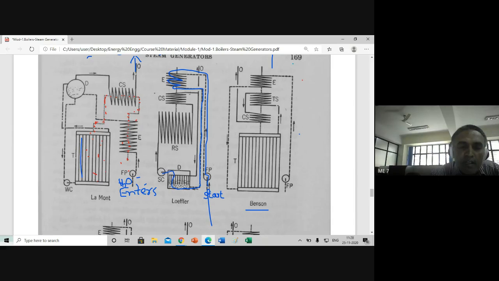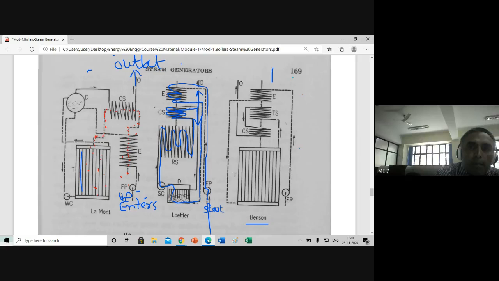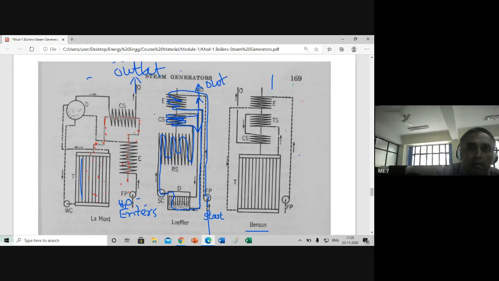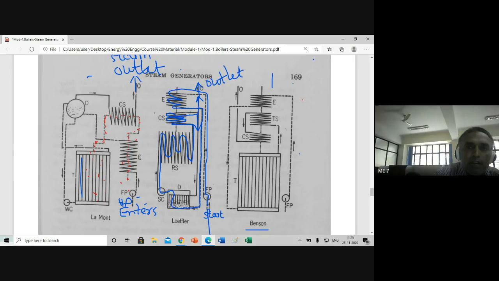That steam is collected in the steam collector, and that is sent to the radiant superheater. From the radiant superheater, it goes to the convective superheater. From the convective superheater, some water and steam comes like this. The remaining steam goes outlet in the upward direction, outlet to the steam turbine.